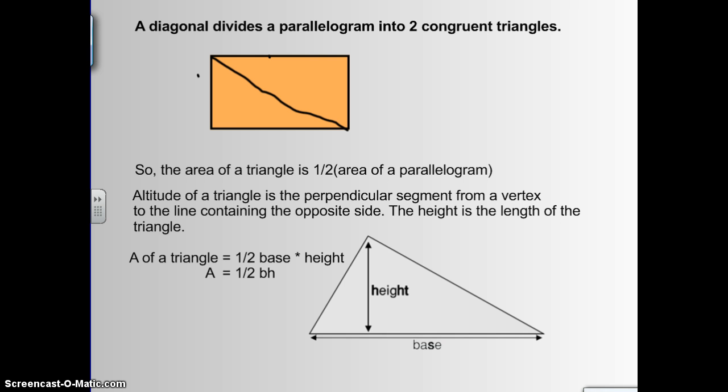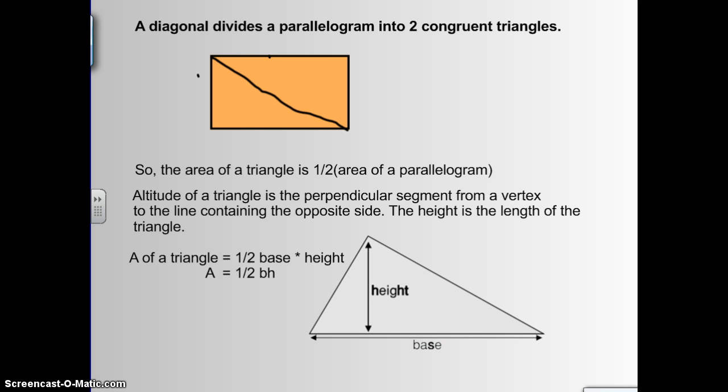Now the altitude of a triangle is the perpendicular segment from a vertex to the line containing the opposite side. So in other words, you're going to go from the vertex all the way straight down to the base. Make sure it's meeting the base at a right angle. And the height of that line is going to be the length of the triangle. You can see that better in this triangle at the bottom.